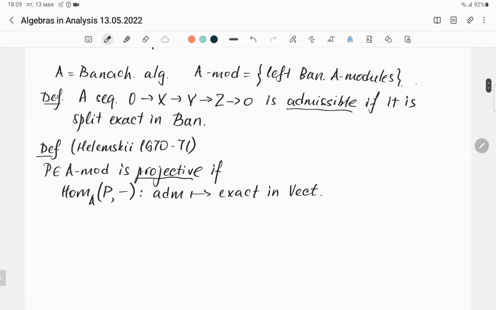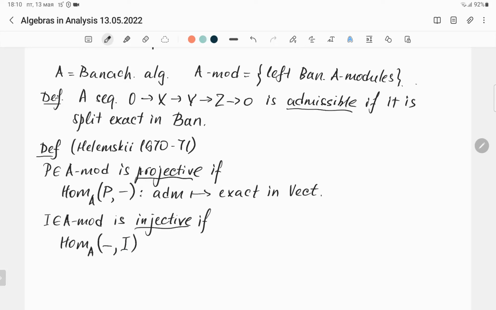Similarly, if you have a left Banach A module I, then I is called injective if the functor of morphisms, where I is now in the second argument, so this is a contravariant functor on the category of left Banach A modules, is exact in the same sense, that is, it takes admissible sequences of modules to exact sequences of vector spaces.